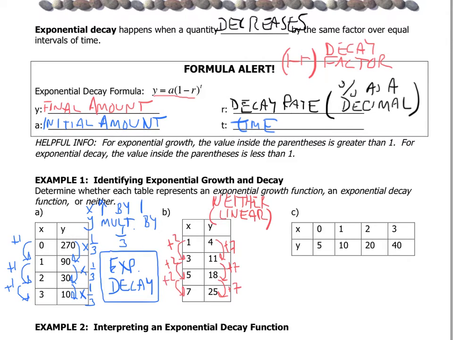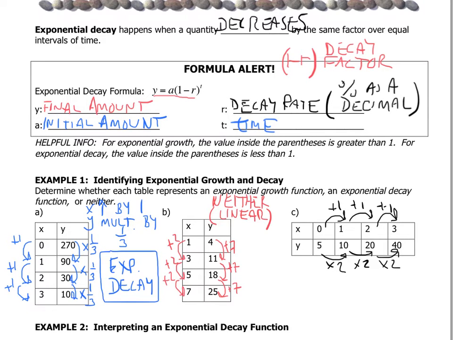So next I want to talk about the last one. We are going to see again, if I look at my x's, I see plus 1, plus 1, plus 1. So far so good. And now when I look at my y's, I see plus 5, but then it jumps to 10, and then it jumps to 20, so I think I might go back to look at my multiplications, and I see times 2, times 2, times 2.